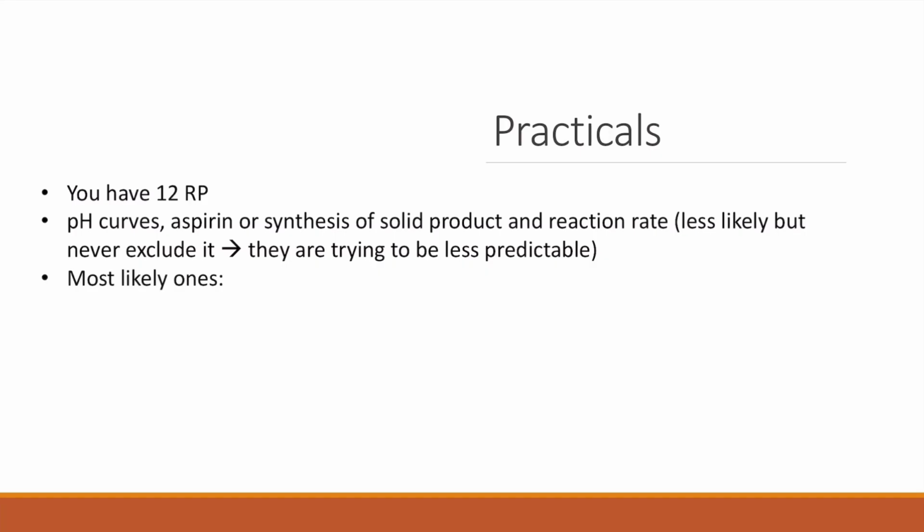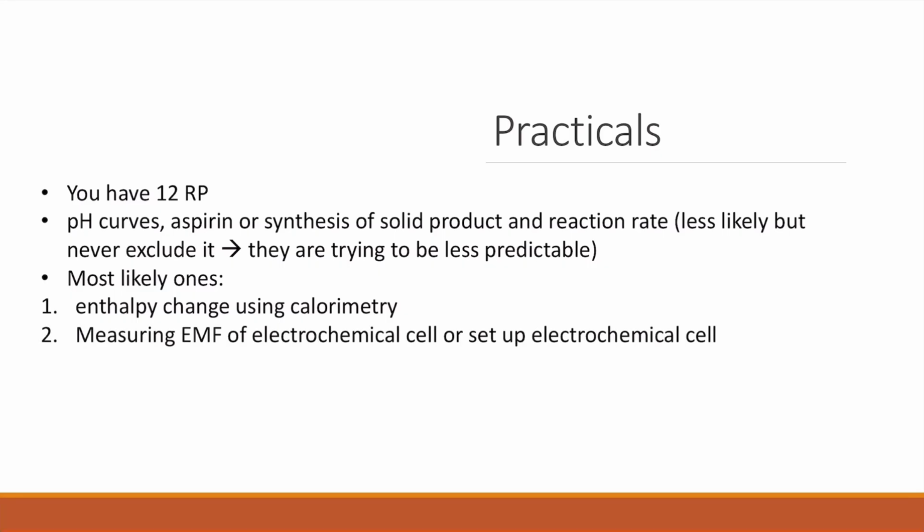So which ones, in my view, are the most likely? Enthalpy change using calorimetry is a very common one, and it hasn't been in the exam over the last 2 years, so it might be in the exam this year. Mostly it will be calculating the enthalpy change for a solution rather than the enthalpy change of combustion. Then measuring the EMF of an electrochemical cell, probably setting up electrochemical cells to measure the standard electrode potential, with some questions related to that.